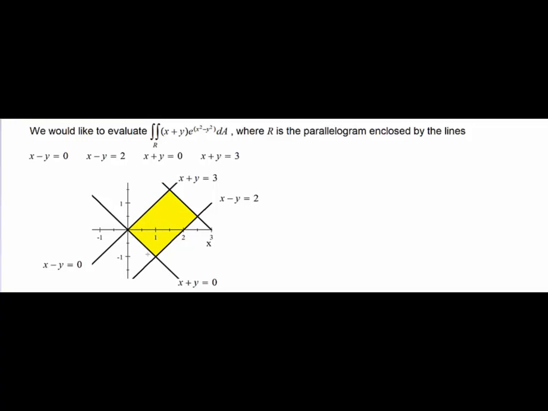are the lines x minus y equals 0, x minus y equals 2, and x plus y equals 0 is one boundary, and here is the other one, x plus y equals 3.